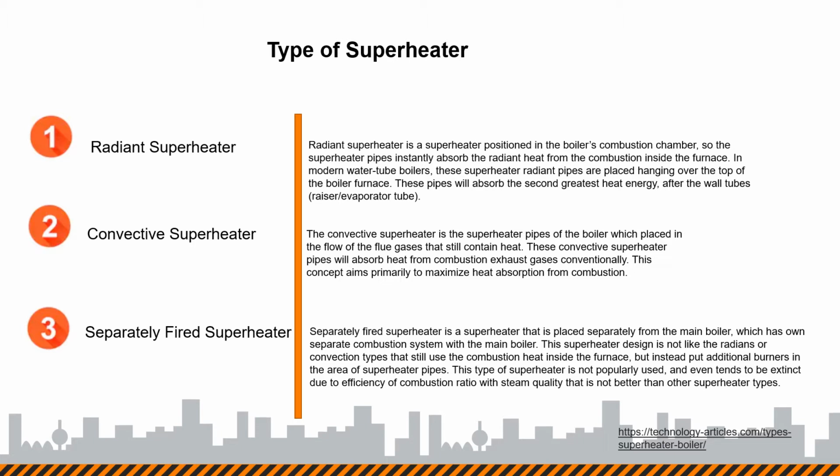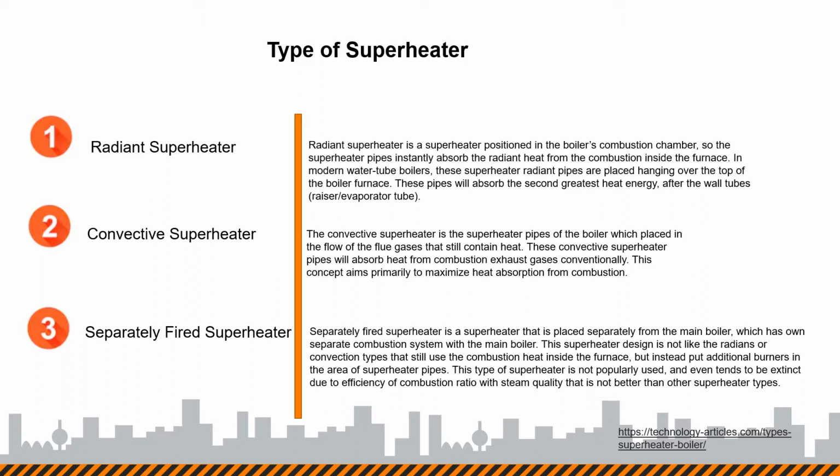In modern water tube boilers, these radiant superheater pipes are placed hanging over the top of the boiler furnace. This pipe will absorb the second greatest heat energy after the wall tube, riser, or evaporator tube.